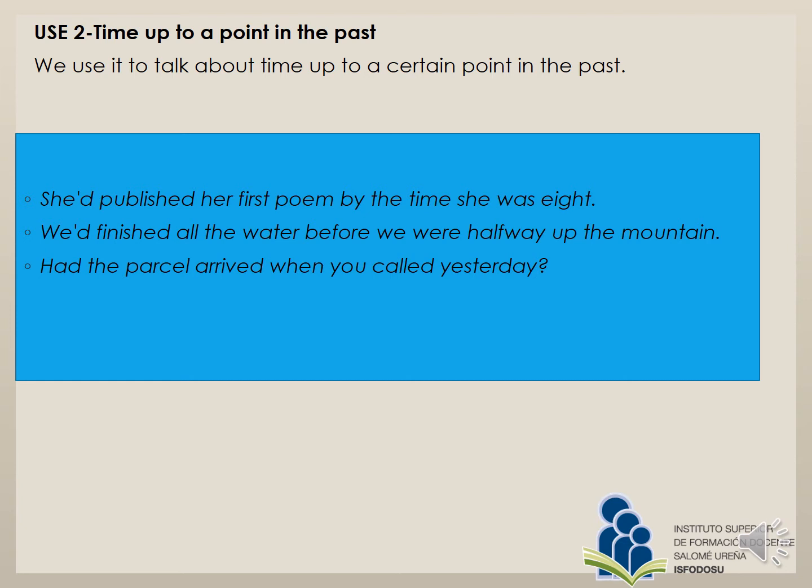What is the next use? It says time up to a certain point in the past. It means that time was going on until a certain point in the past. We use it to talk about a time up to a certain point in the past. For example, she'd published her first poem by the time she was 8. So if we ask when she published her first poem, we find out it was by the time she was 8. So by that time, she had published it.